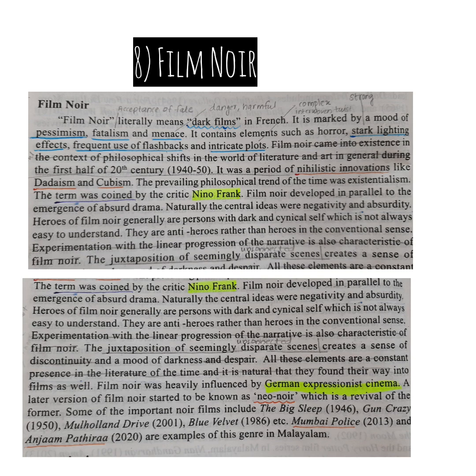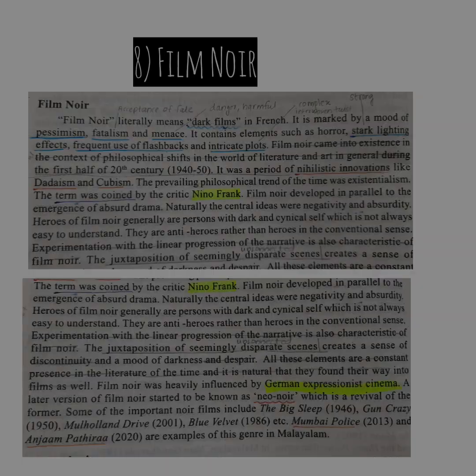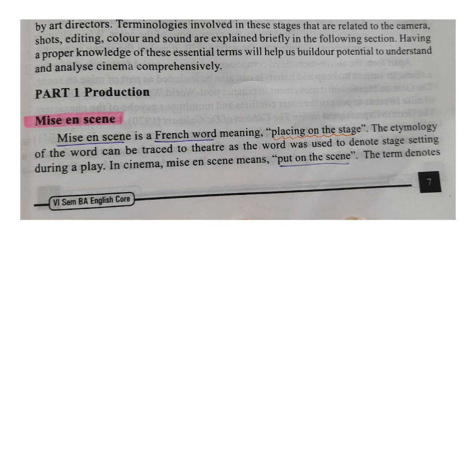Film noir was heavily influenced by German expressionist cinema. A later version of film noir started to be known as neo-noir, which is a revival of the former. Some of the important noir films include The Big Sleep, 1946, Gun Crazy, 1950, and in Malayalam, Mumbai Police, 2013, and Anjam Pathira, 2020.